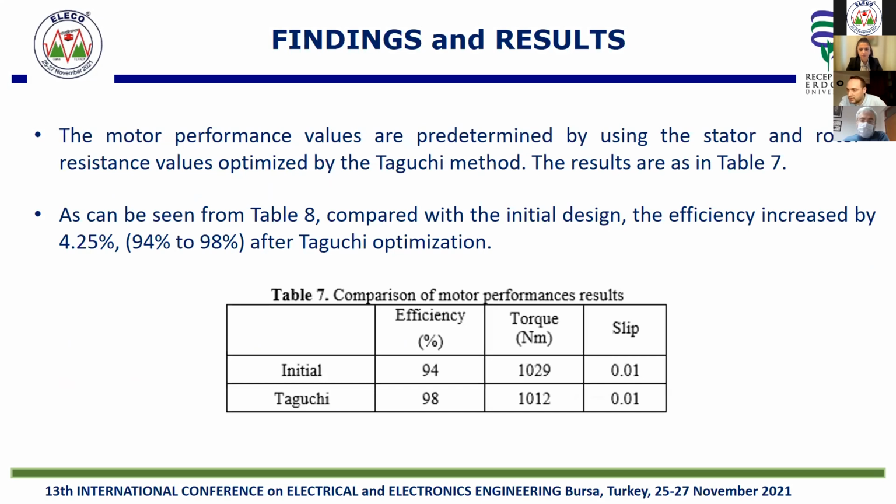The motor performance values are predetermined by using the stator and rotor resistance values optimized by the Taguchi method. The results are as in table 7. As can be seen from table 7, compared with the initial design, the efficiency increased by 4.25% after Taguchi optimization, and a change of about 1% in torque value is calculated.